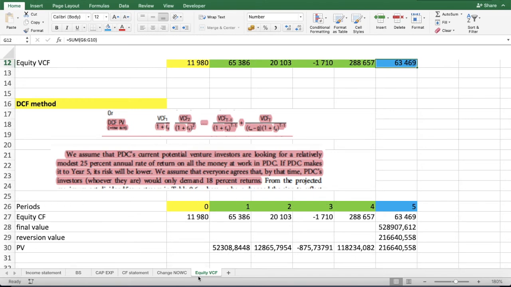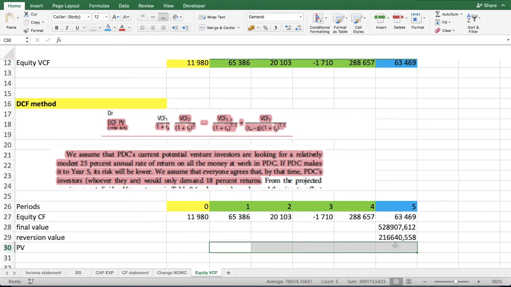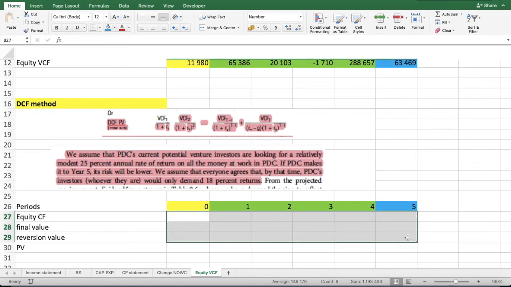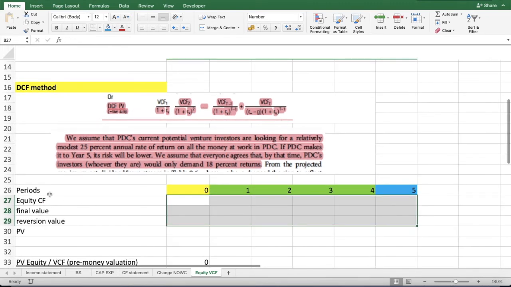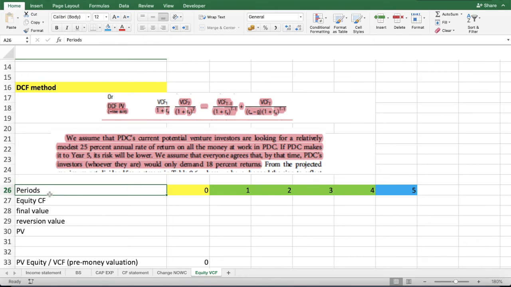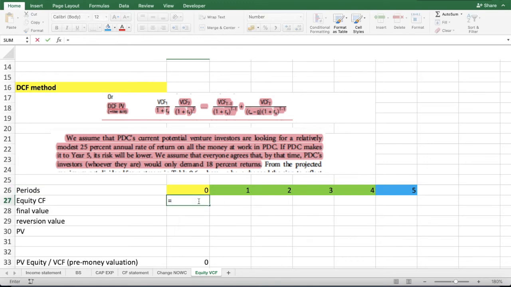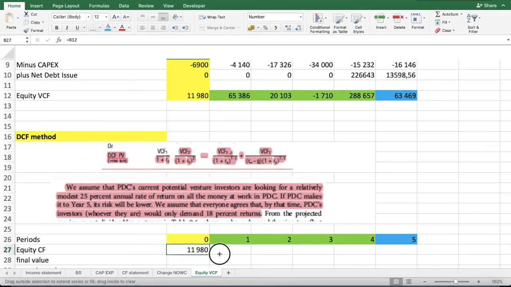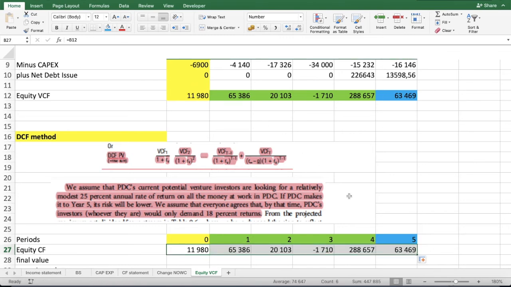Now let's build the following. Let me delete all these numbers. So let's build the following table. We have periods, equity cash flow, final value, reversion value, and present value. So let's start with the equity cash flow. We already have the required numbers, so we are just moving these numbers to this table. That's it.